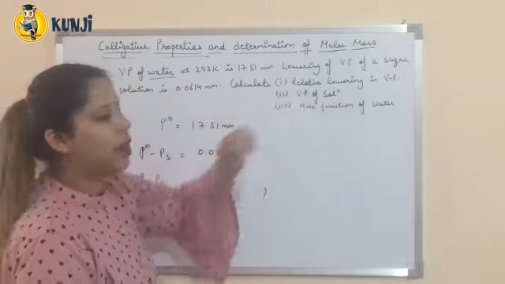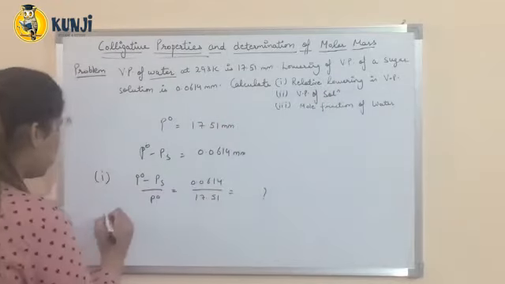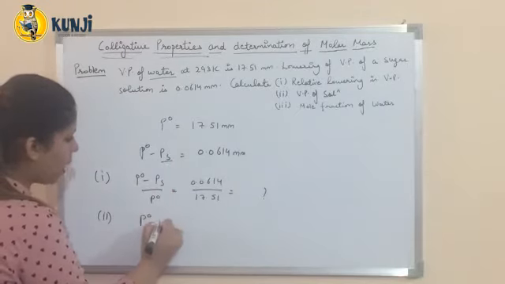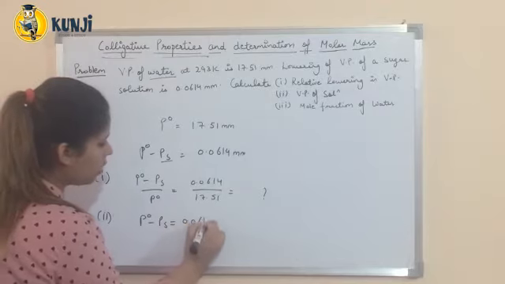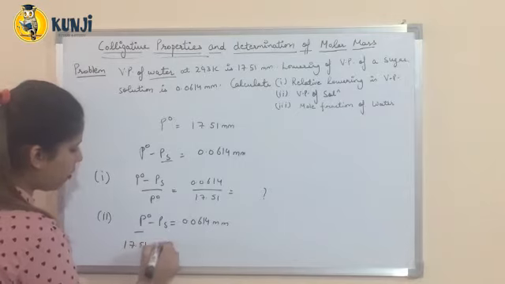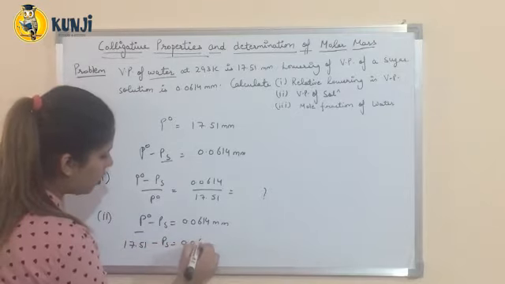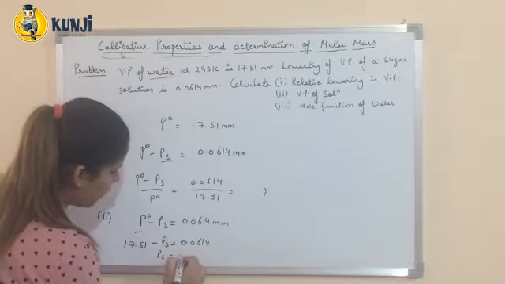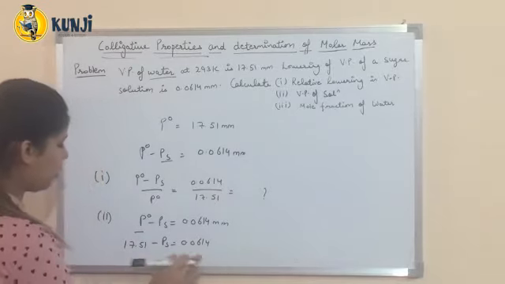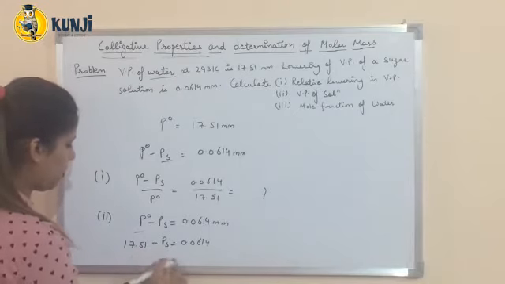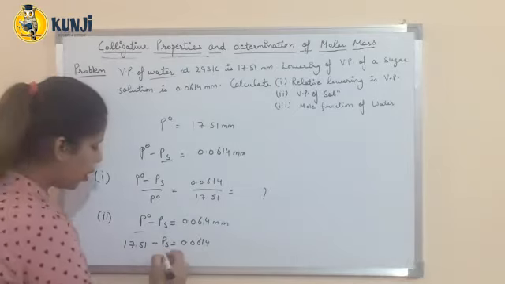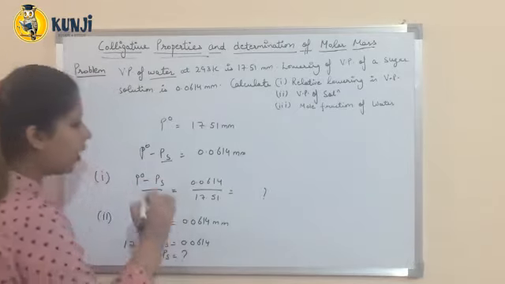Next you have to calculate the vapor pressure of the solution. Using this formula, P0 minus Ps is equal to 0.0614 mm, where P0 is 17.51 minus Ps is equal to 0.0614. So from here you will calculate the value of Ps.